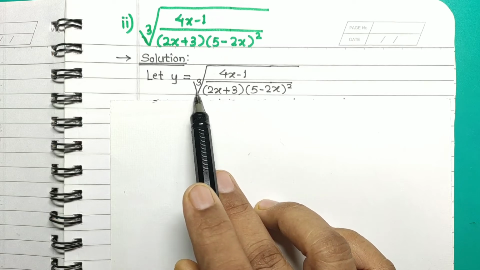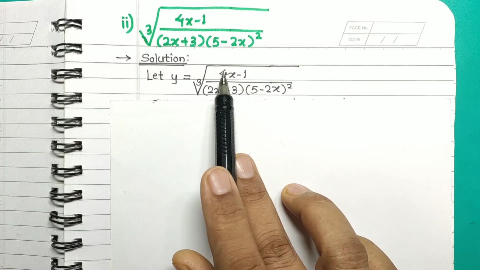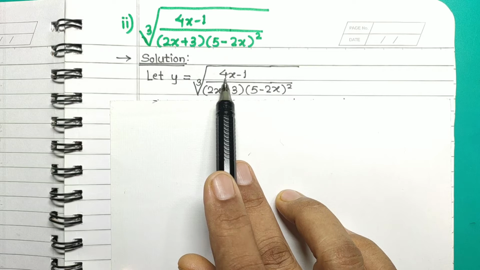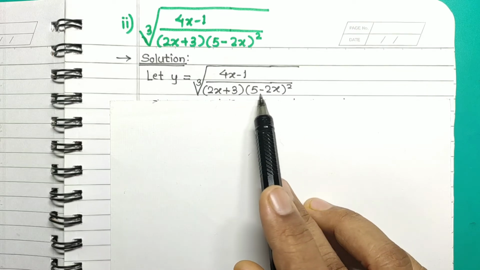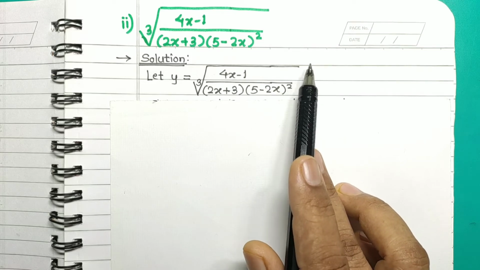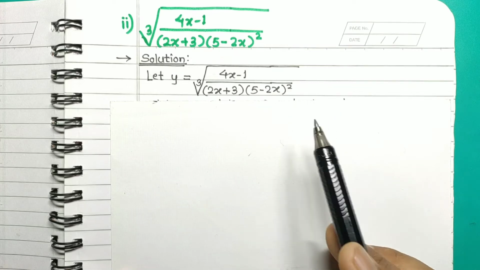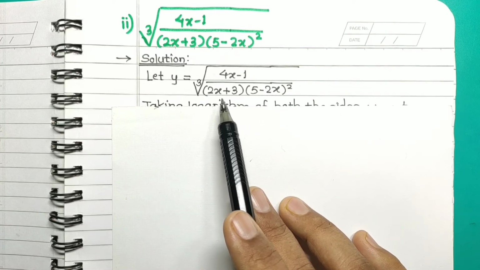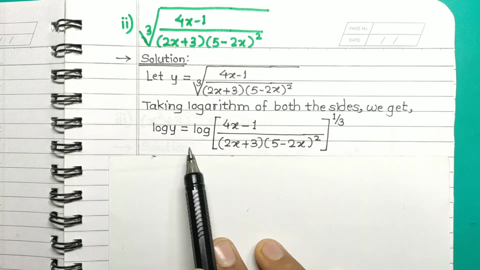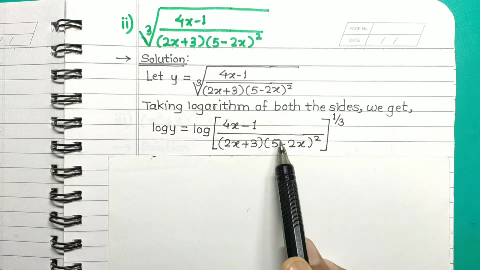Okay, see here, this cube root can be written as power 1 by 3 of this quotient. So you note here that we can write it as 4x minus 1 upon 2x plus 3 into 5 minus 2x bracket square, whole bracket raised to 1 by 3. This cube root can be written as power 1 by 3. Okay, so then taking logarithm of both sides, we get, see, log y is equal to, I have written here power 1 by 3 of this quotient.